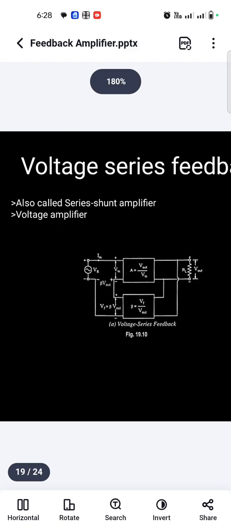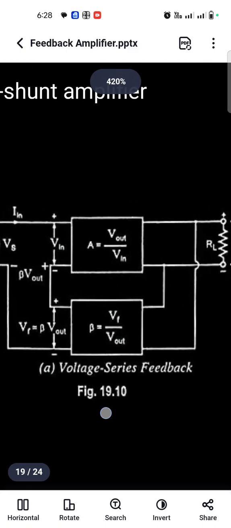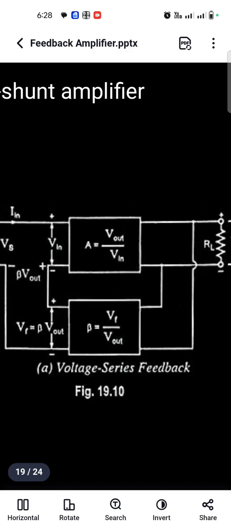Voltage series feedback. This is the diagrammatic representation of voltage series feedback, right? It is also called series shunt amplifier. Which type of amplifier is used here? Voltage amplifier. What is the definition of a voltage amplifier? It's the ratio of output voltage to input voltage. Here the output as well as the input both will be a voltage. That's why we will say this amplifier is a voltage amplifier.